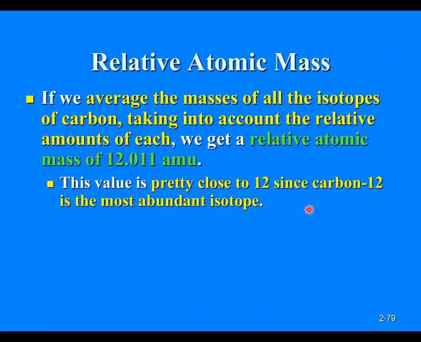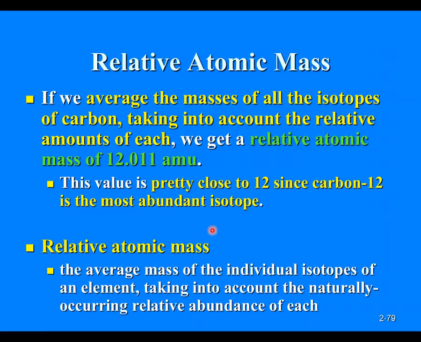Now, since this value is fairly close to 12, that again, as I mentioned before, tells us carbon-12 is the most abundant isotope. Okay, so just realize the average masses of all the isotopes in our mixture are determining the relative atomic mass. So these are the ones that occur naturally in these abundances on Earth.